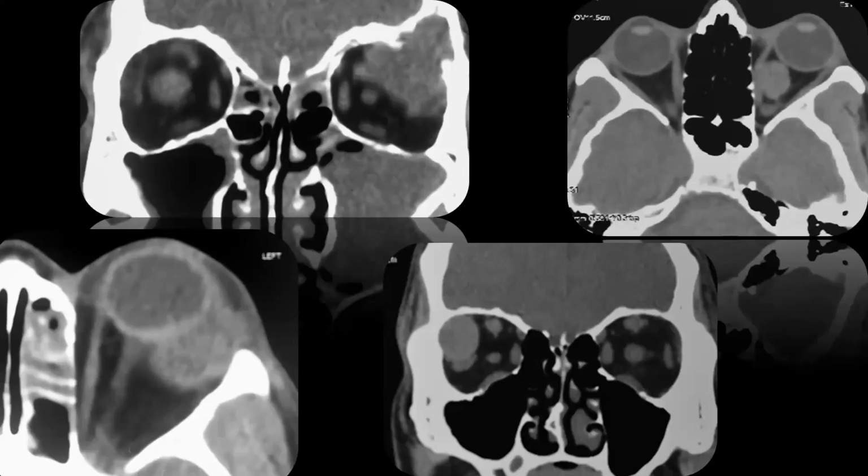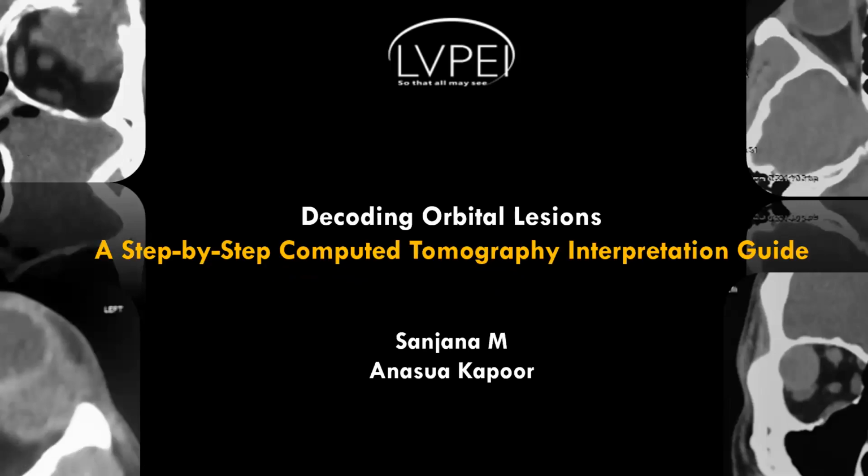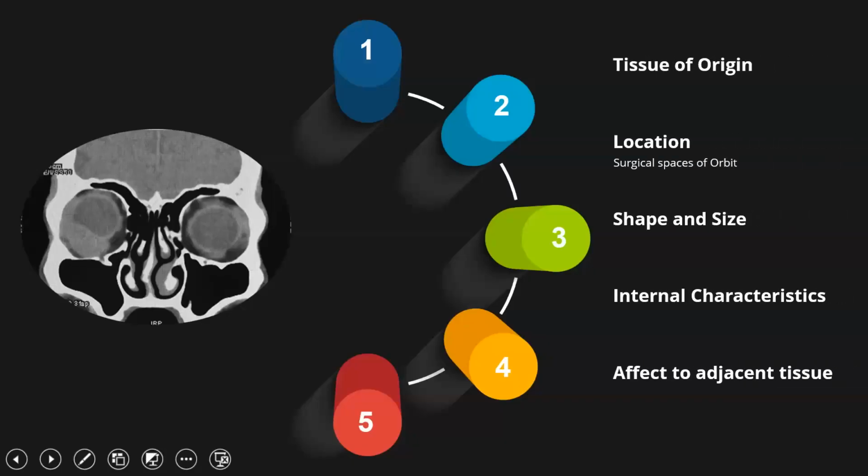With the evolving technology, imaging has become very essential in daily medical practice and diagnosis. With the help of this short video, I would like to decode the orbital lesions, a step-by-step computed tomography interpretation guide. When we see a lesion on CT, these are the following steps which we should keep in mind.